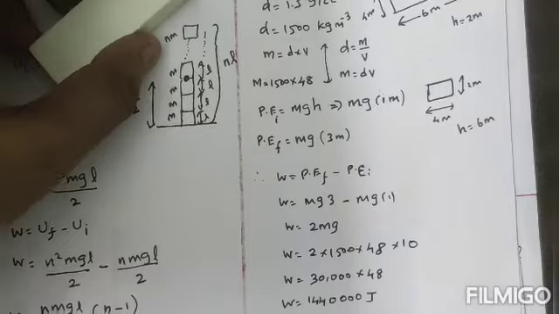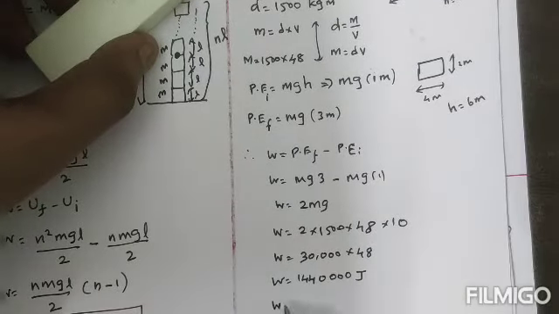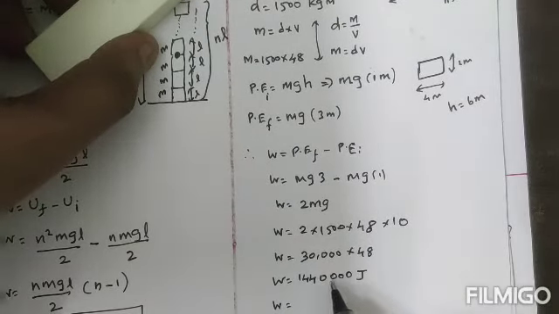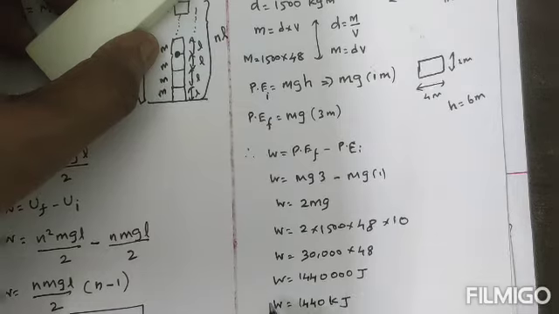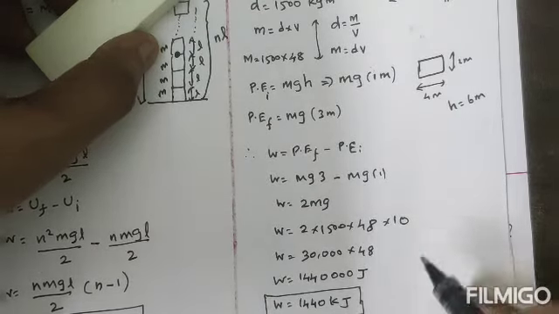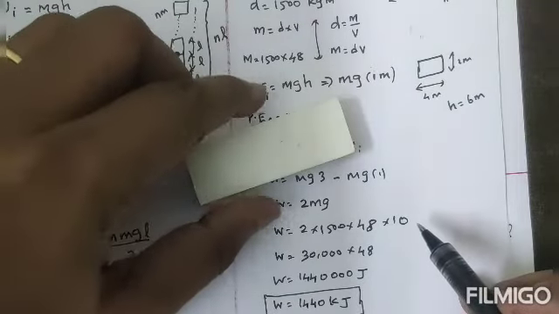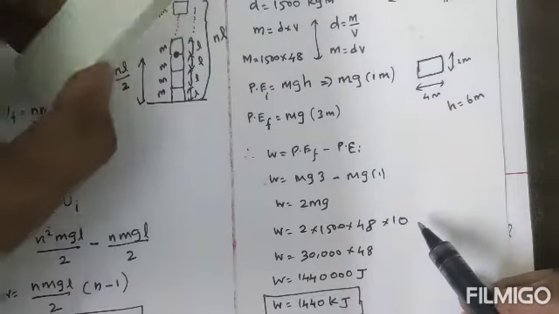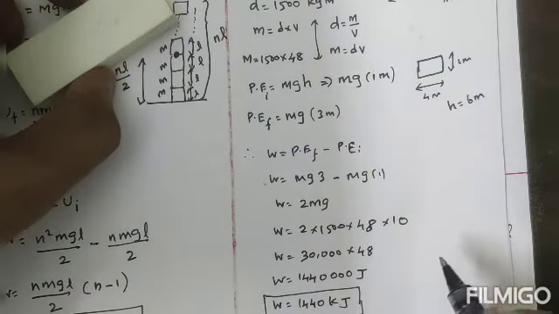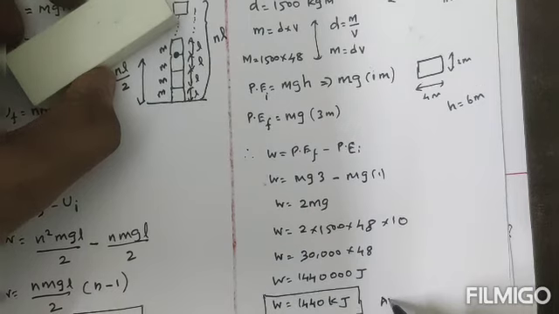Since all options are in kilojoule, we can write it in kilojoule, moving the decimal three places back: 1440 kilojoule. This much energy is needed to change the object from this position to this position. This option matches with answer B.